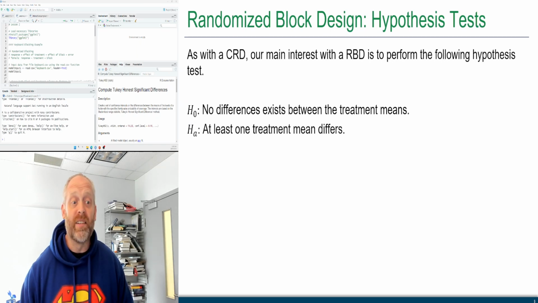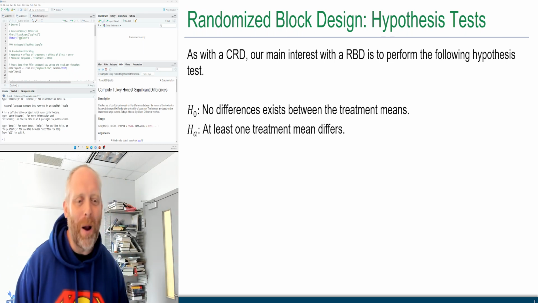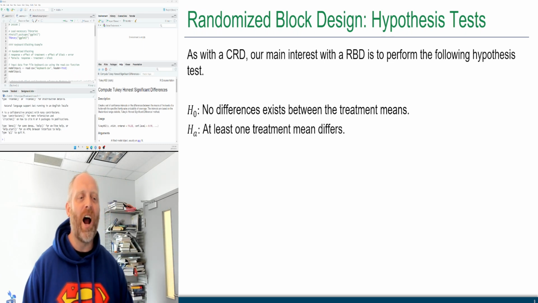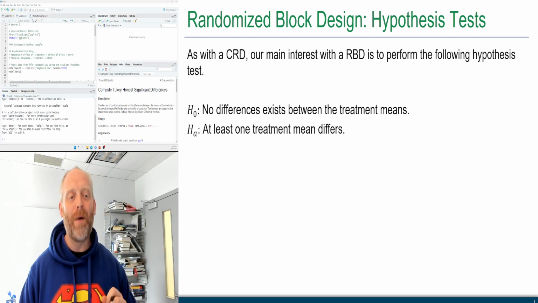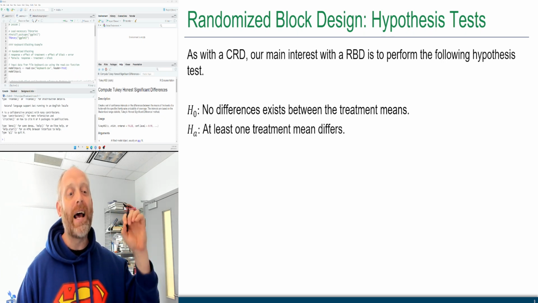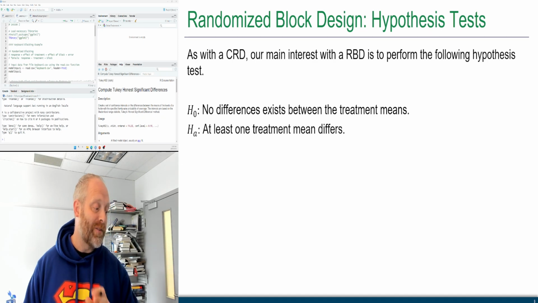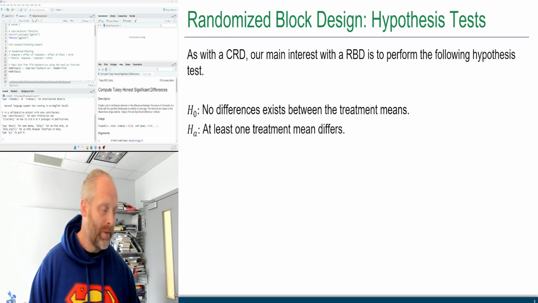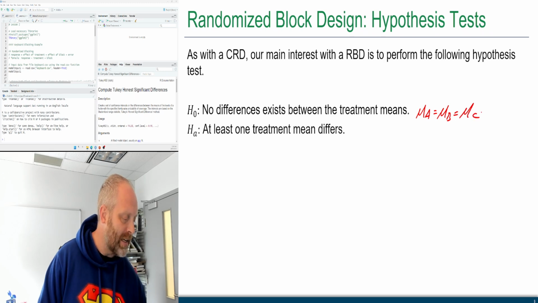So here's our hypothesis test. As with a completely randomized design, our main interest with a randomized block design is to perform the following hypothesis test. So again, this is on that primary factor. So what we're asking, our null hypothesis, no difference exists between treatment means. So again, this is our mean of, say, treatment A has to be equal to our mean of treatment B, which is equal to our mean of treatment C.